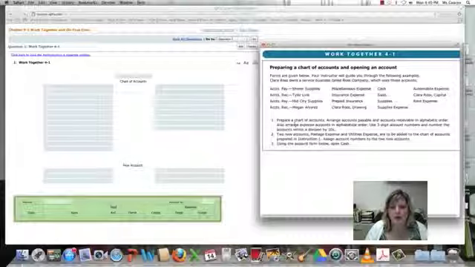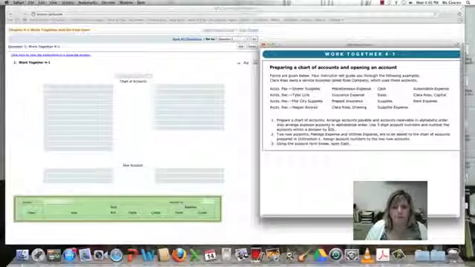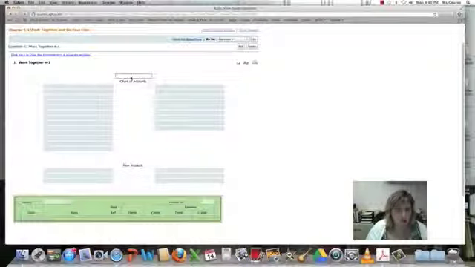Number 1, prepare a chart of accounts. Arrange accounts payable and accounts receivable in alphabetical order. Also arrange expense accounts in alphabetical order. Use 3-digit account numbers and number accounts within a division by tens. So the first thing we're going to do is put the name of our business up here as Ross Company.